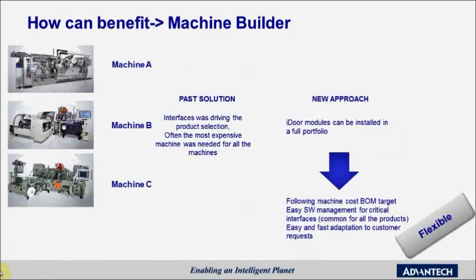So in the past solution, we were looking for different products for different machines, but then a lot of effort over the marketing, a lot of effort over the logistics, and incredible effort over the software. Maybe the software was similar, but needed a lot of adaptation. Now we have a flexible solution. With the new approach, we can install the needed technical specification on different machines, always keeping the same software management and being able to customize in an easier way.